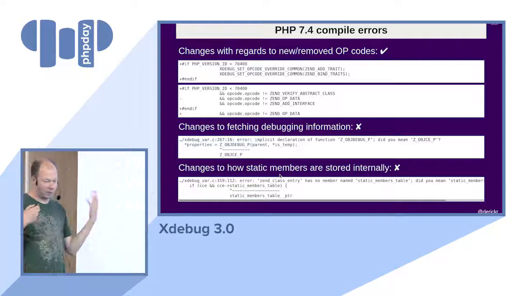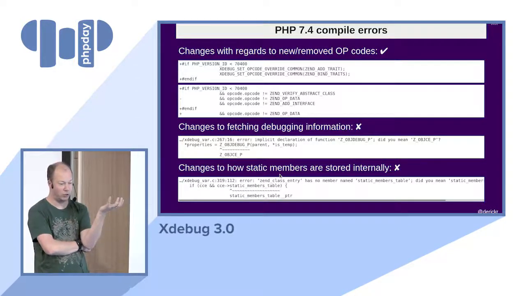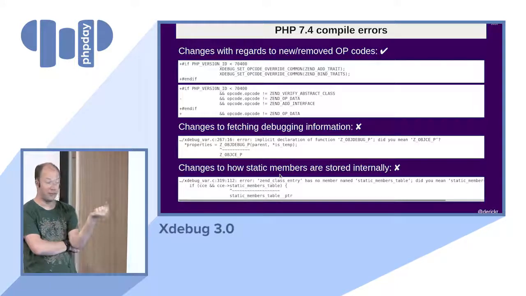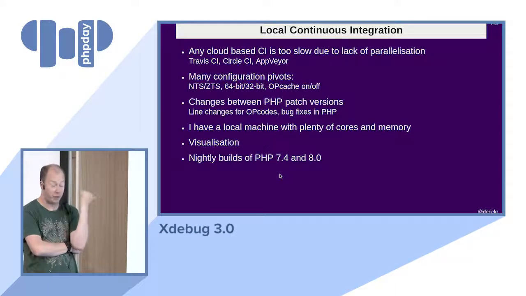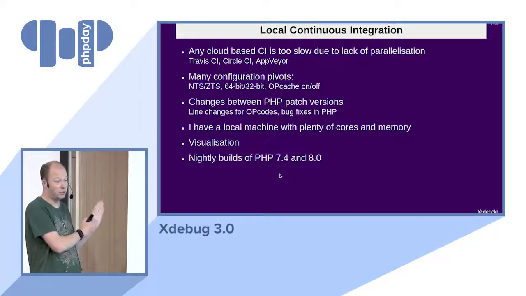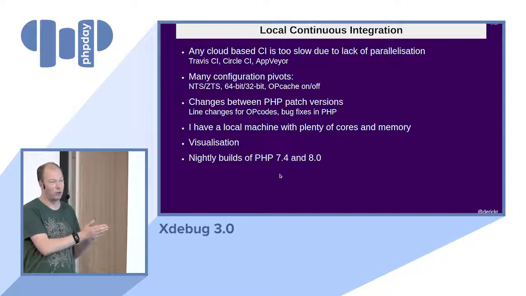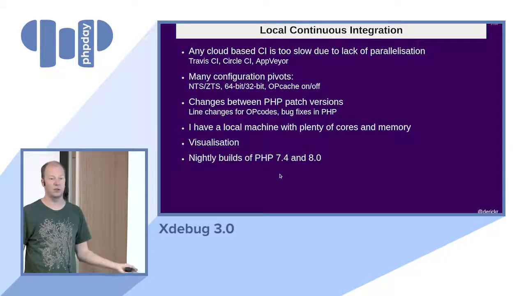All right, so the local continuous integration, I already mentioned that any cloud-based CI is way too slow. There's too many configurations. I want to test more configurations than I already do now, because at the moment I only do 32-bit, 64-bit, and ZTS, but I don't do 32-bit and ZTS at the same time, and neither do I still test opcache on and opcache off, because it'd be so many versions that it takes too much time.